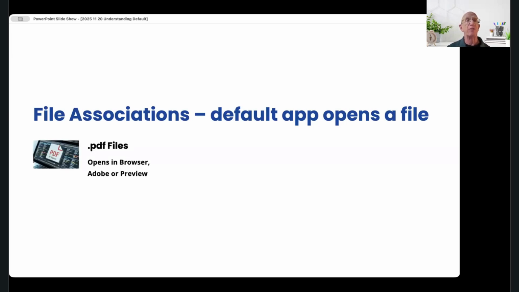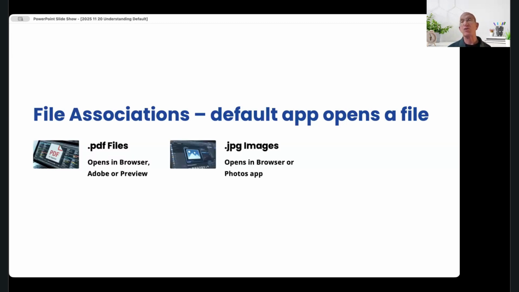PDF files open up in your browser, in Adobe, or on Macs in Preview. For example, JPEG images often open up in a browser or in a Photos app, but they can be opened up in other applications. If you right-click on a file like a JPEG file, on either Windows or Macs, it will give you the choice to open with another application. It'll list the applications that are capable of opening it. And MP3 audios usually open up in whatever music player is set as your default music player.